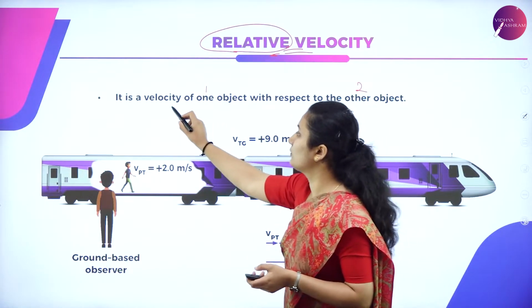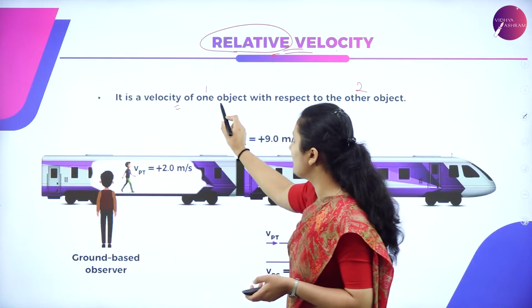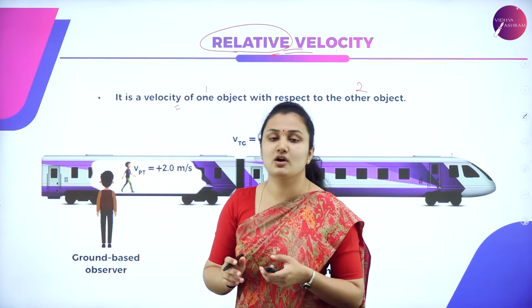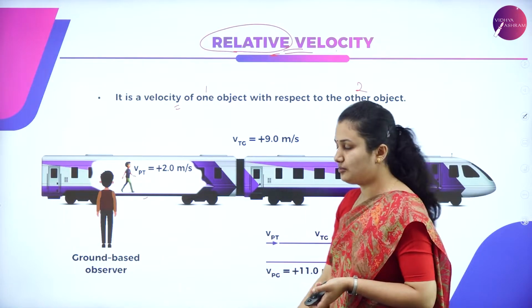Since we are talking about velocity, it is relative velocity. It's the velocity of one object with respect to the other object. So motion is always relative. So take the example of a train.